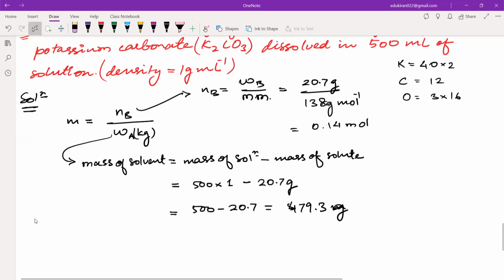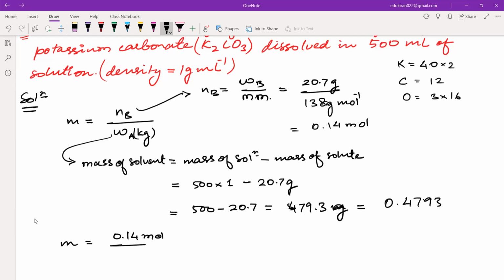Now you can substitute the values. Molality, it will be equal to what? 0.14 moles divided by 479 in grams. So this will be equal to, I can write approximately what I can write here, 0.4793 kgs. So this can be written as 0.48 kg. Okay. When you will solve this, you will get this as 0.313 moles per kg.